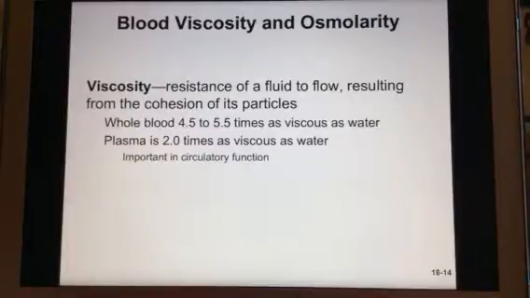Okay, so looking at blood viscosity, that means resistance to flow. It's because the particles are very cohesive. That means they like to stick with each other. So whole blood is 4.5 to 5.5 times as viscous as water, whereas the plasma by itself would only be 2 times as viscous as water. This is very important in circulatory function. This is what allows the blood to flow as efficiently as it does.